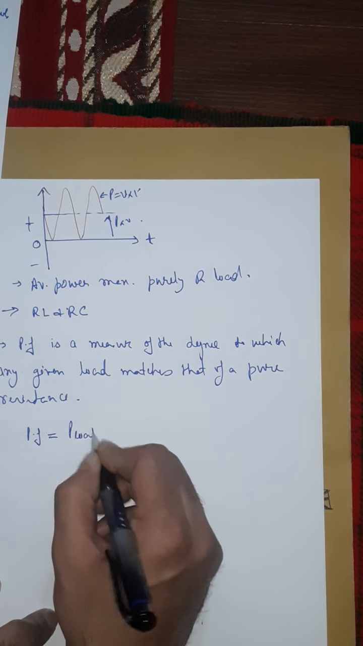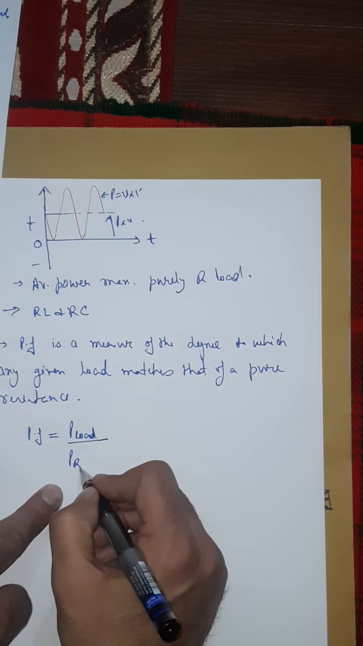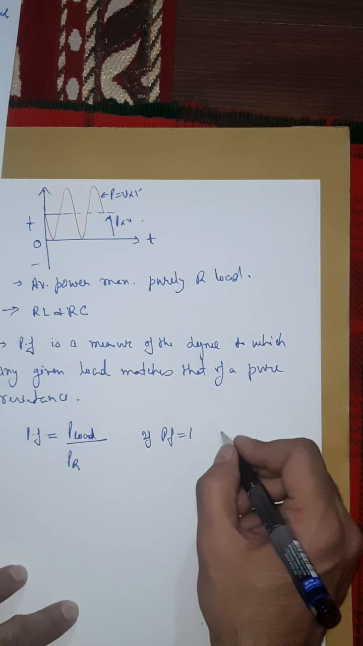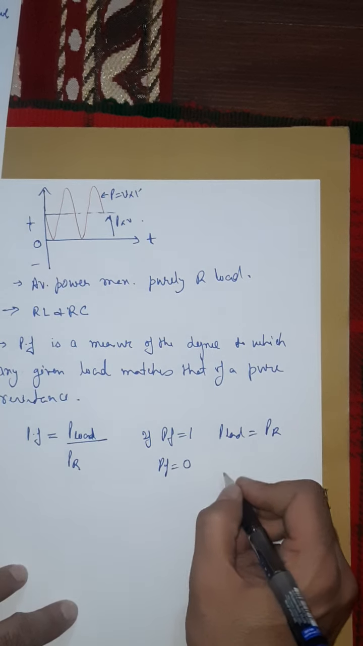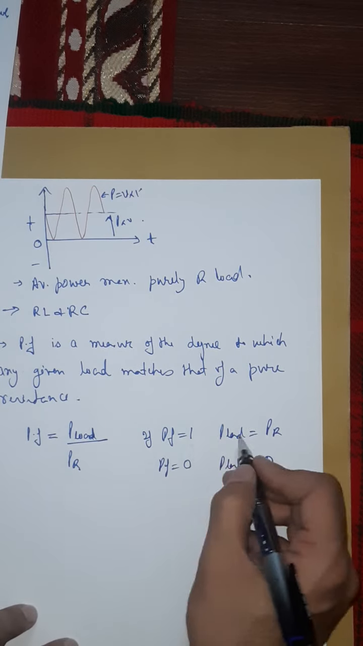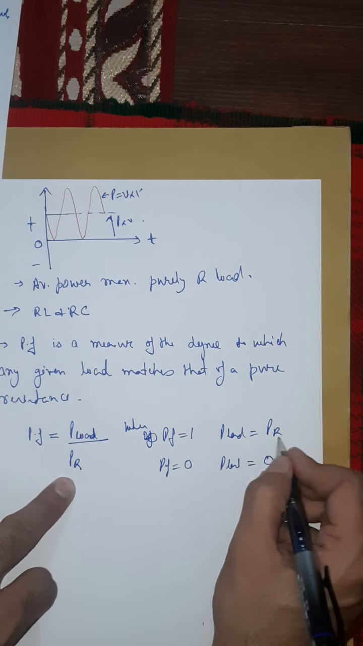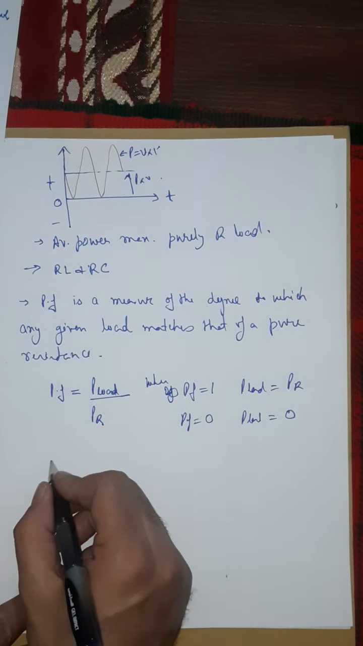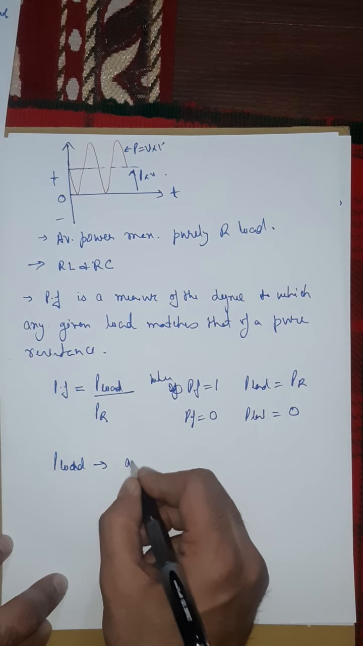So I am saying power factor is P load, any load, divided by PR, meaning only the resistive part of this load. When will power factor be equal to 1? When P load will be equal to PR, and power factor will be equal to 0 when P load will be equal to 0. So what is P load? P load is nothing but the average power of any given load.